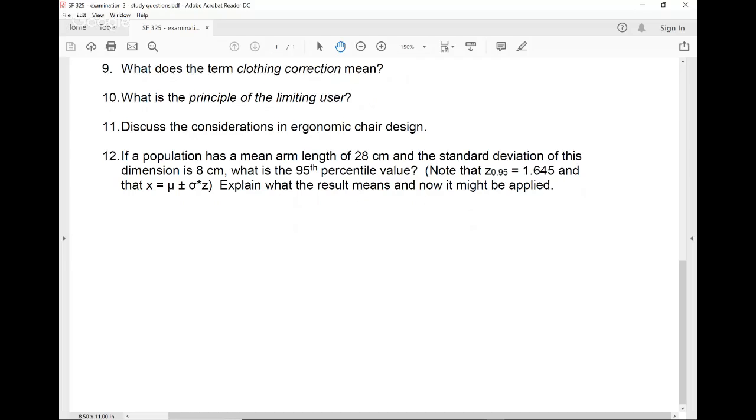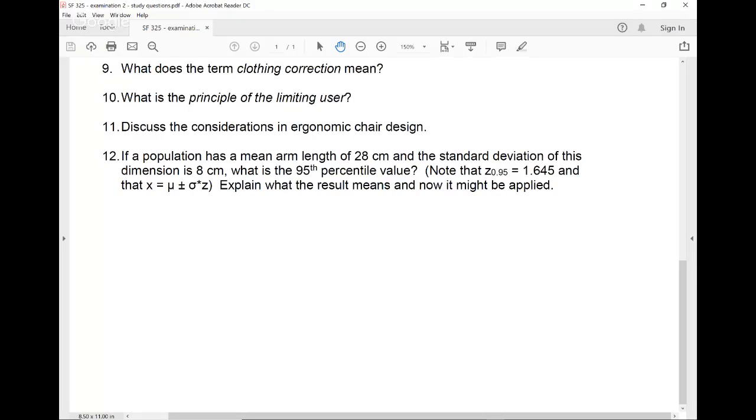So they generally tend to be on the high or low end of this spectrum. The official definition there is the user that constrains your design the most because of whatever it happens to be. We're talking about body size and dimensions, but it could be something else.